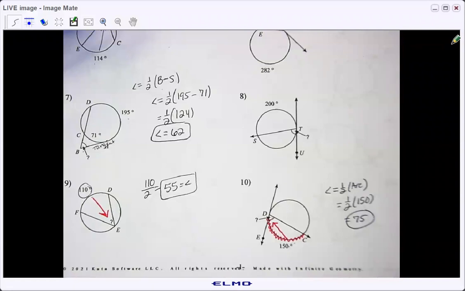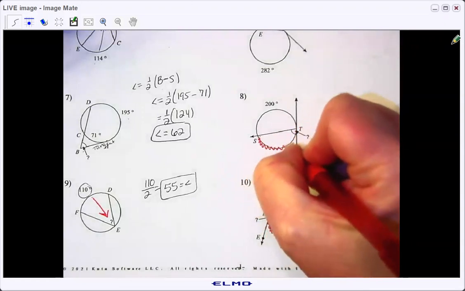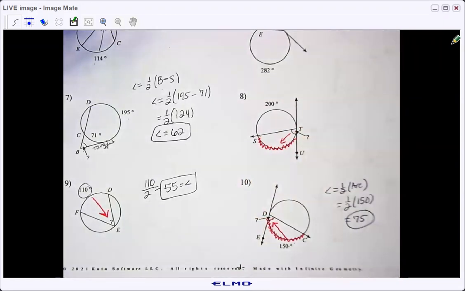Number 8's a little tricky because we want, like on number 10, we wanted to find the angle that went with the 150 degree arc. So we took half. This time I want to find this angle, but that would mean I need this arc. I don't have that value. How could we find it? Anybody like to say it out loud?